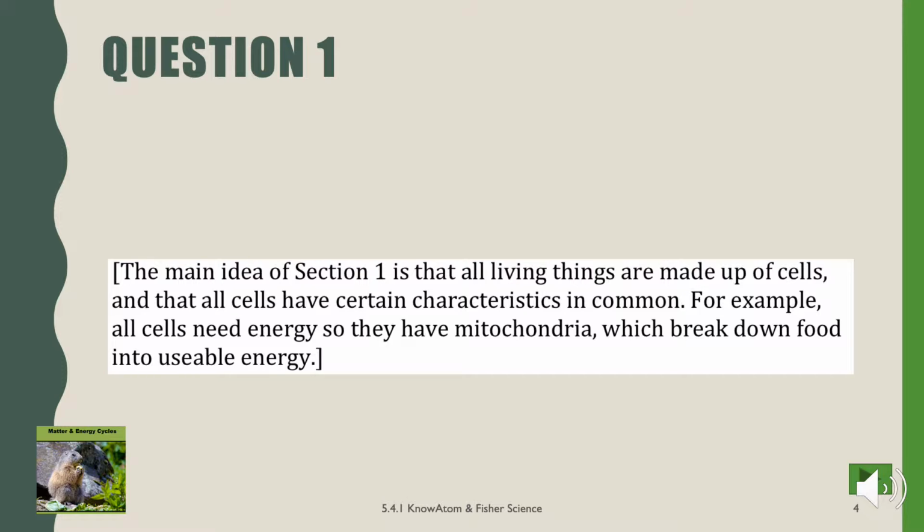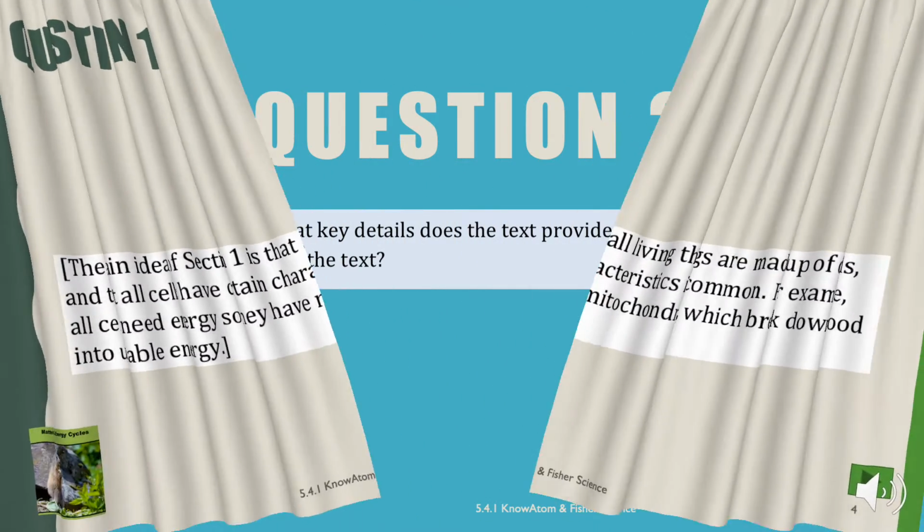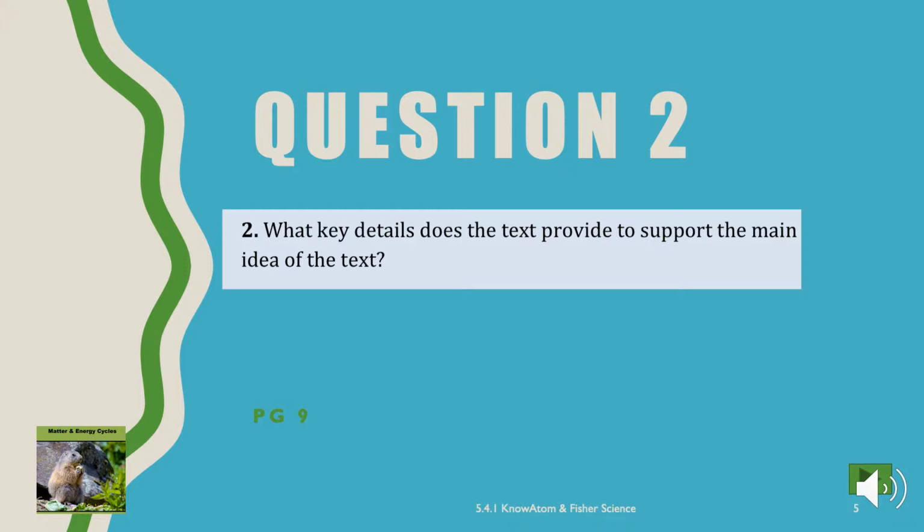For example, all cells need energy, so they have mitochondria, which break down food into usable energy. We could also say that both cells have cell membranes, which allow things to come in and out of the cell. Any of those organelles that are the same between plant and animal cells would be a good example to use. Question number 2 usually talks about how do we know that main idea is the main idea.